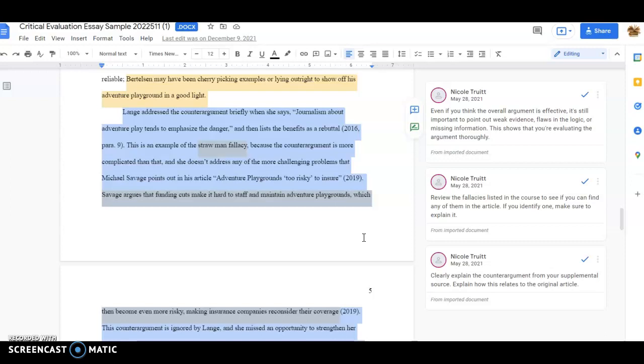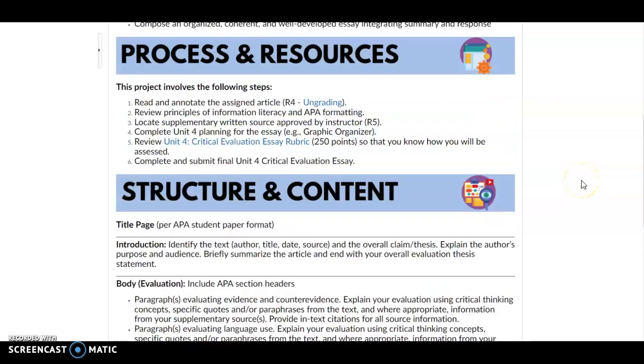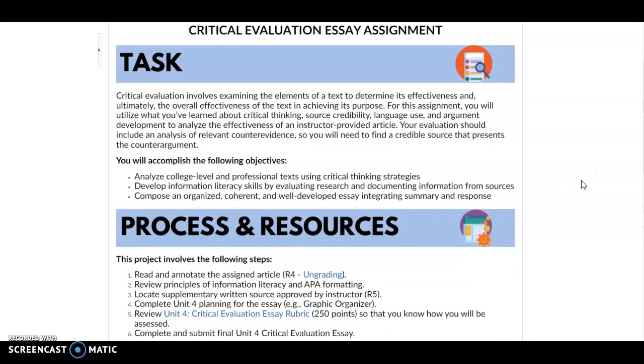What do the opponents say? What argument are they making against the original article? So that's where you'll use R5. So hopefully that's clear. And that essentially covers everything that you need to know about the critical evaluation essay.